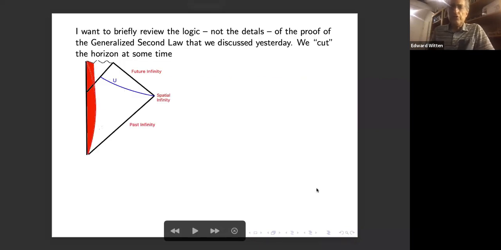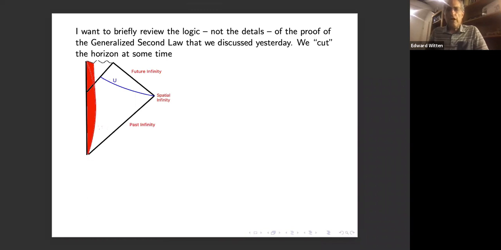So I'm going to start in the first few minutes by just reviewing the logic, not the details, about the generalized second law. And then we'll move on to discuss the fine-grained entropy.